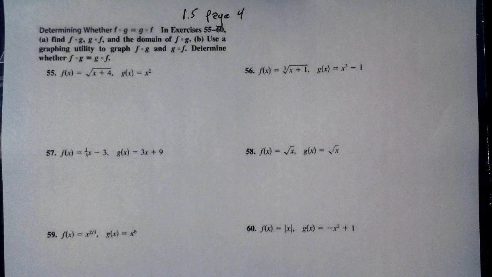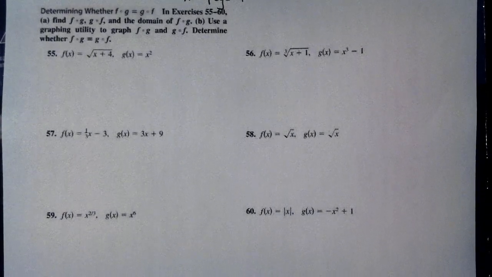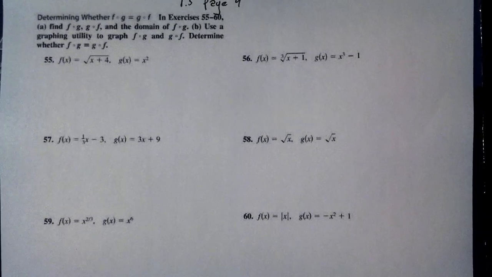Welcome to 1.5, page 4. We've talked about f of g, so we should just be ready to jump into this. Again, we're in the radical situation here. We're to find, it looks like just two parts, a and b.